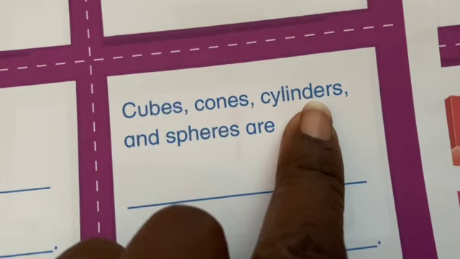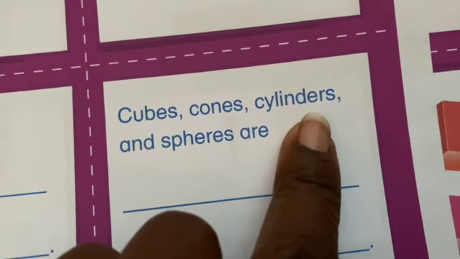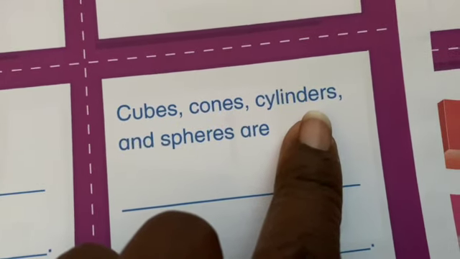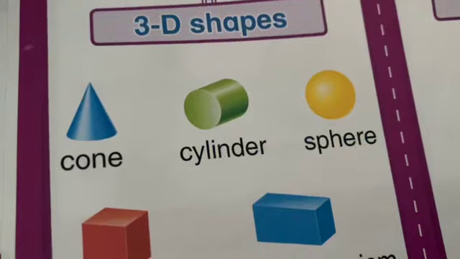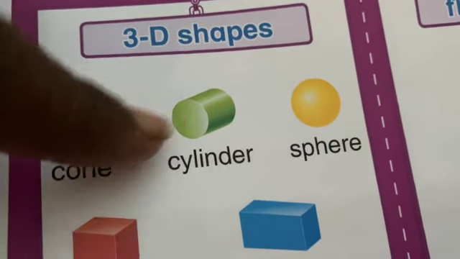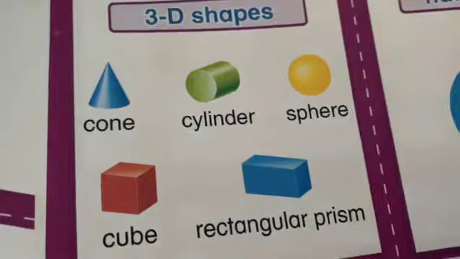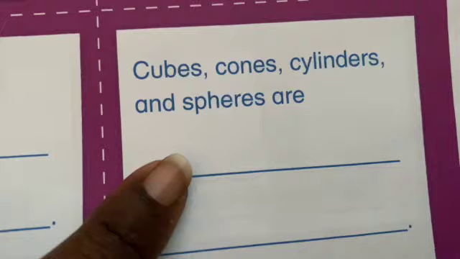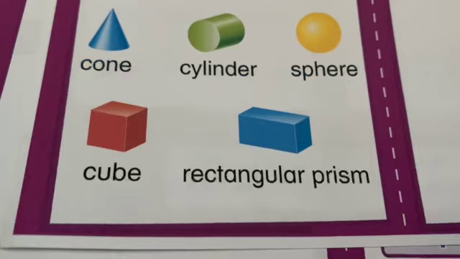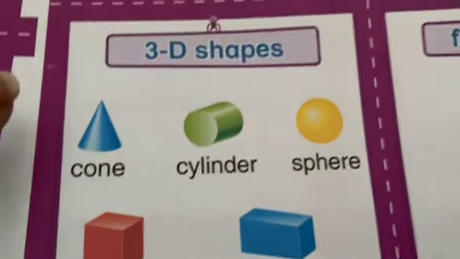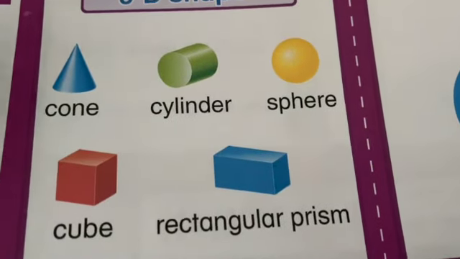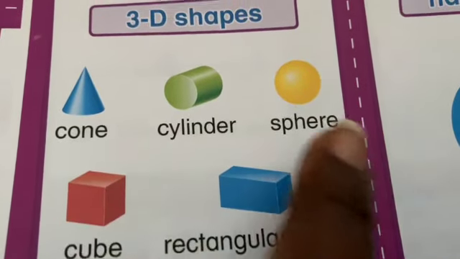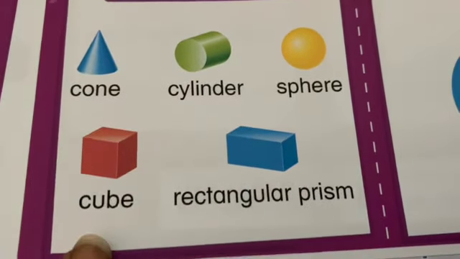Cylinders, it has 2 flat surfaces, and then it's shaped like this. It's a cylinder. And a sphere is round like a ball. So in that written problem or question. Cones, this is a cone, this is a cylinder, this is a sphere, and this is a cube.